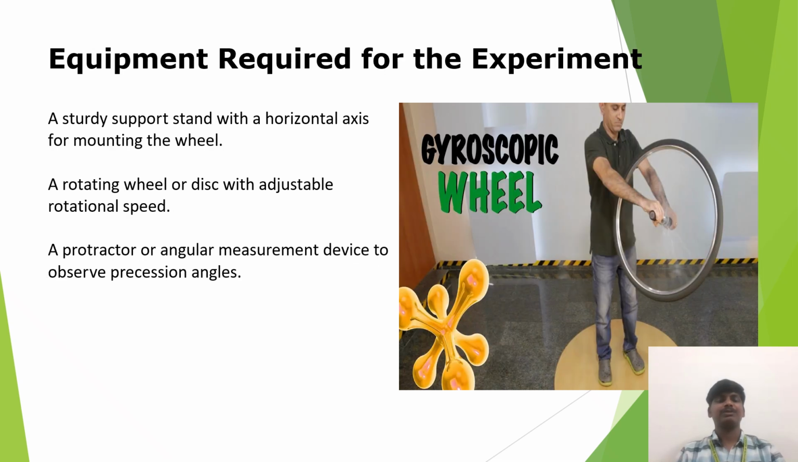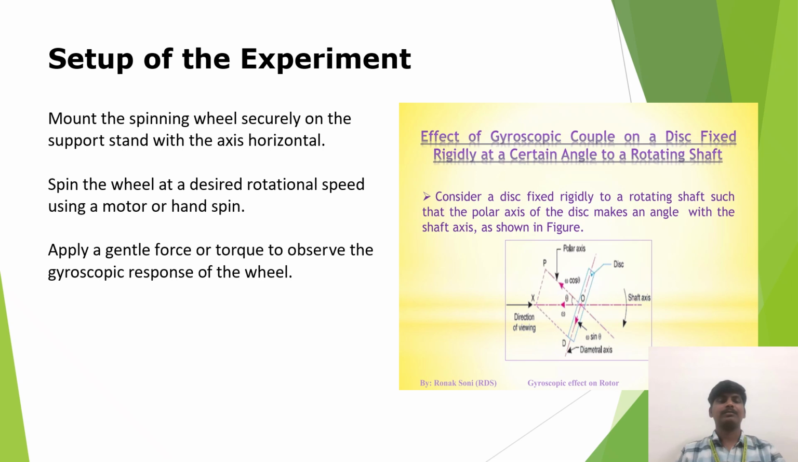Equipment required for the experiment. A sturdy support stand with a horizontal axis for mounting the wheel. A rotating wheel or disc with adjustable rotational speed. A protractor or angular measurement device to observe precession angles.